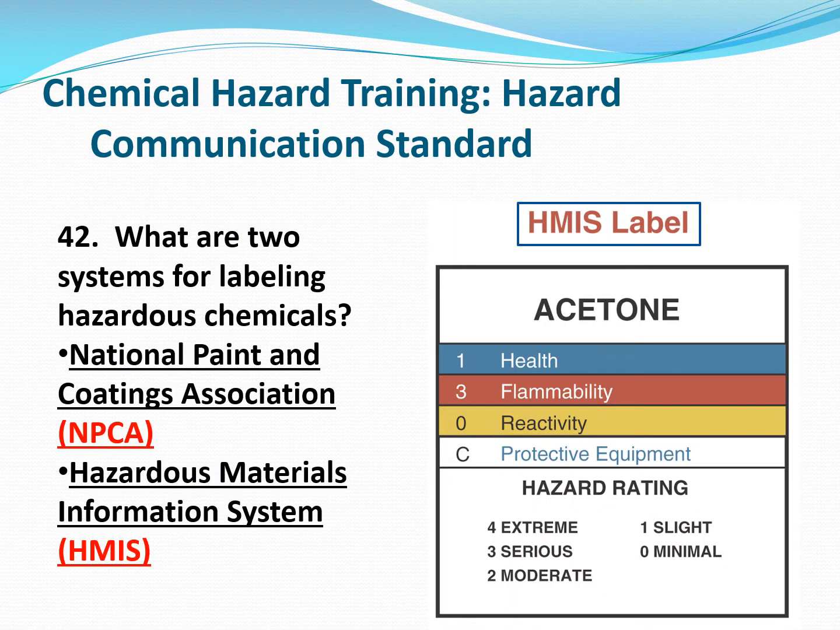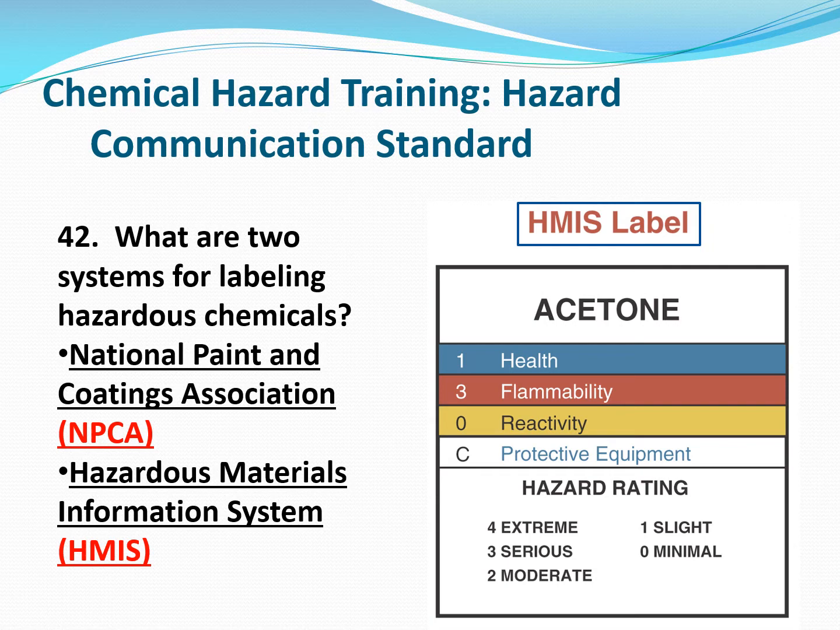So what are two systems for labeling hazardous chemicals? We have the National Paint and Coating Association, the NPCA, and then we have the Hazardous Materials Information System, the HMIS. As you can imagine, people for years and years, painters and people who have been using paint, got together and formed the association so that they could keep those kinds of workers informed and safe, okay?